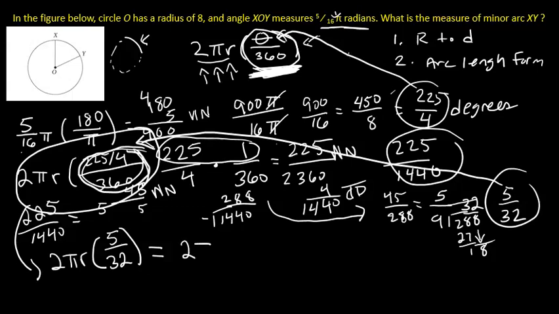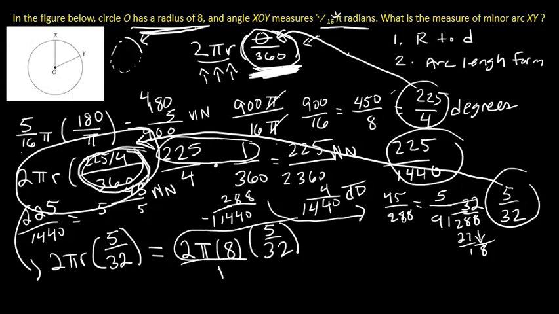So it's going to be 2 pi 8, 8 is going to be the radius. I got that from here. They told me what it was. I didn't have to work for that. And then it's going to be 5/32. Okay. Anytime you have a fraction multiplied against a whole number, you're going to put an invisible 1 in the bottom, or the denominator. So all of these get multiplied together, and then all of these get multiplied together.